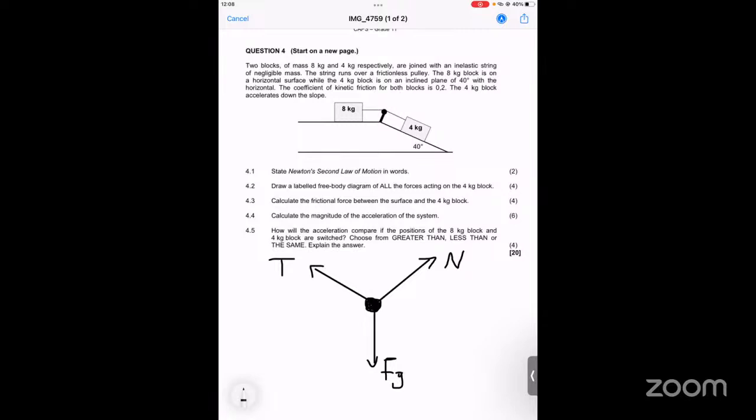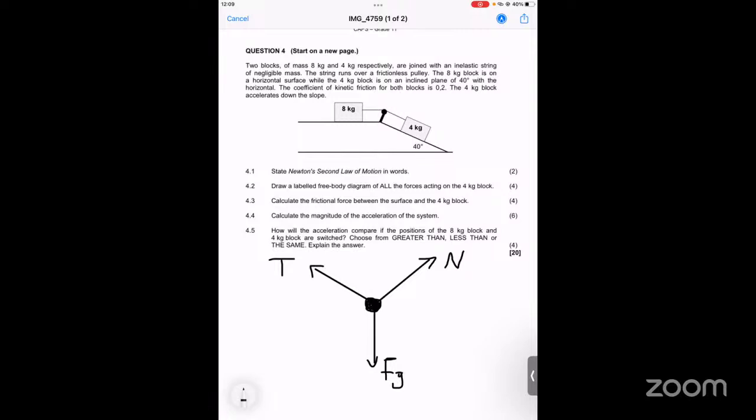Oh, it says the string runs over a frictionless pulley. But that is the pulley and the string, which is frictionless. What about the object, in relation to the surface? Is the surface also frictionless? No. Then it means it will exist.